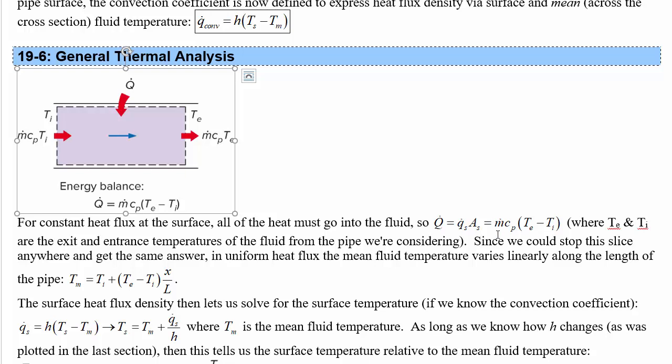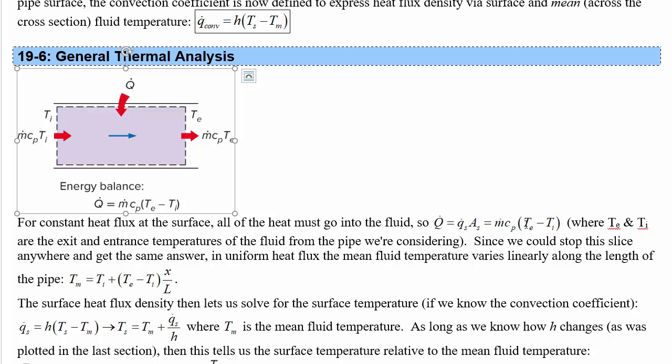Okay, now if you have constant surface heat flux, you can also say that this energy balance must be equal to just q dot times As, and that's pretty easy to figure out if you know the constant surface heat flux. You just multiply by the surface area, and that lets you solve for what the temperature is at any given length.